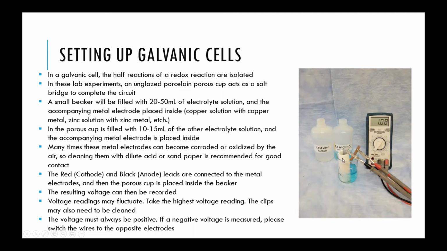The other thing that I'd like to point out is the voltage reading should always be a positive voltage. If it ends up being a negative voltage, this means that the wires are connected to the wrong side. This voltage reading is directional. This is indicating what the flow of electrons is. So if there is a negative reading, you can just detach these two leads and switch them around, and that should give you the positive voltage reading.